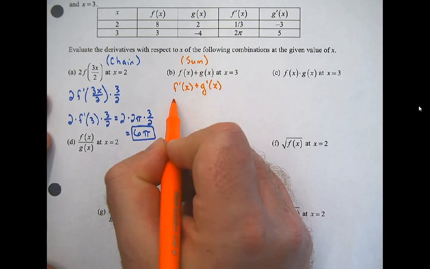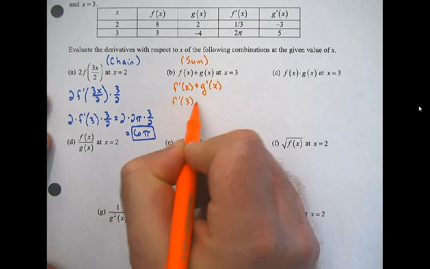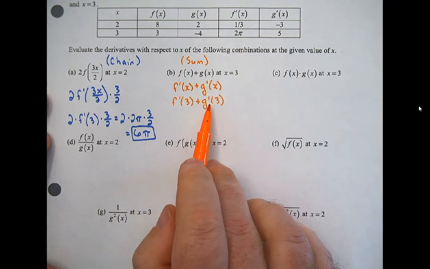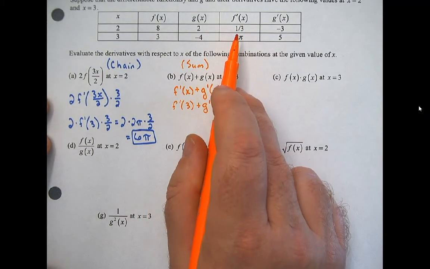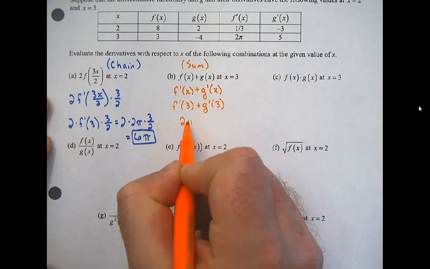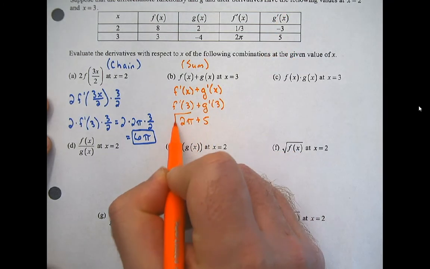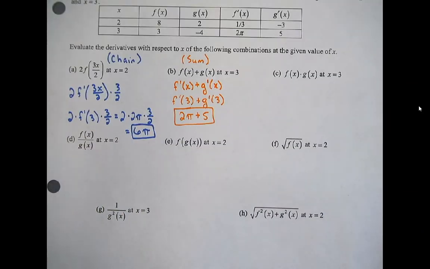So this would be f prime of 3 plus g prime of 3, which we can use our table to evaluate. f prime of 3 was 2 pi, plus g prime of 3 is 5. 2 pi plus 5 does not clean up. That's where we go.